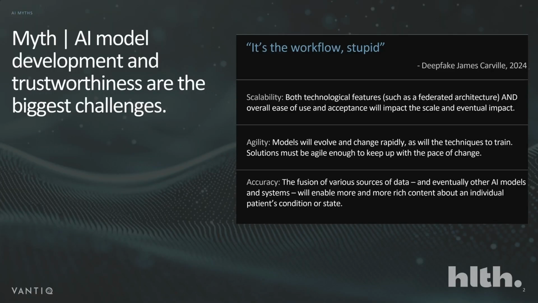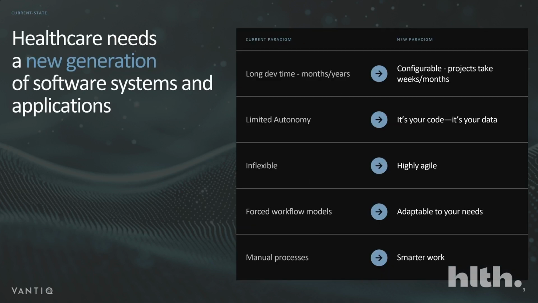So we're going to introduce an AI application today, but I want to take a moment and focus on what makes some of the AI applications that we're seeing very specific and very unique. One of the things that's important to think about is that it's actually not the model development or the trustworthiness that are really the biggest challenges. It's how do you integrate these solutions into the workflow? How do you make them scalable? How are they agile? And how do you think about the idea of accuracy?